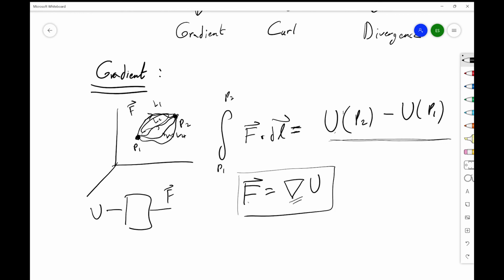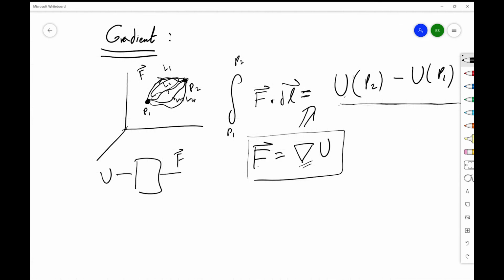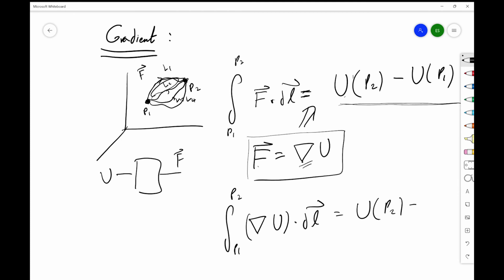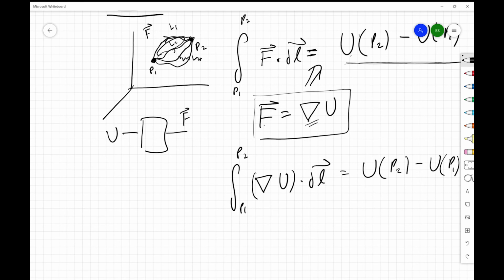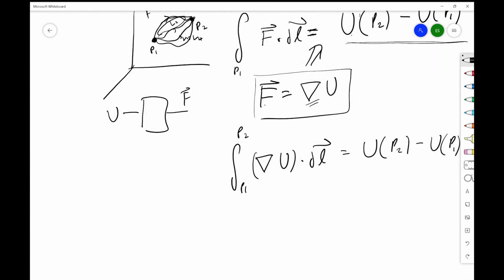Right? And that's enough to define, believe it or not, what nabla U is exactly. Because we can plug that back in, and we can use the interesting property of the differential integration, in that we can integrate back to smaller and smaller paths. We don't have to integrate over a long path. So I can write this as the integral from P1 to P2 of grad U dot dl equals U of P2 minus U of P1. And that's enough to define the gradient, because I can make P1 as close as I want to P2.